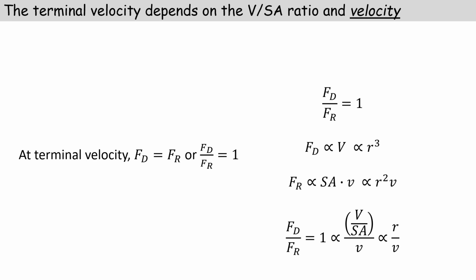This means that if this fraction, driving force to resisting force, is to remain 1, when the volume to surface area ratio gets larger, in the numerator, so must the velocity in the denominator get larger to keep up. So when the volume to surface area ratio gets larger, the velocity must also get larger.